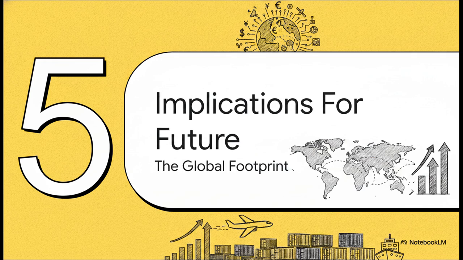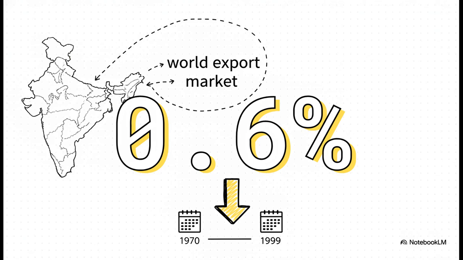Finally, Part 5. Implications for India's future. Assessing the global footprint. So what does this whole 50-year anatomical breakdown actually mean for India's standing on the world stage? Well, brace yourself for this surprisingly low number, 0.6%. That's it. Despite decades of internal growth, despite the boom in light manufacturing exports, 0.6% represents India's incredibly negligible share of total world exports in 1999. It barely moved an inch from where it was back in 1970.